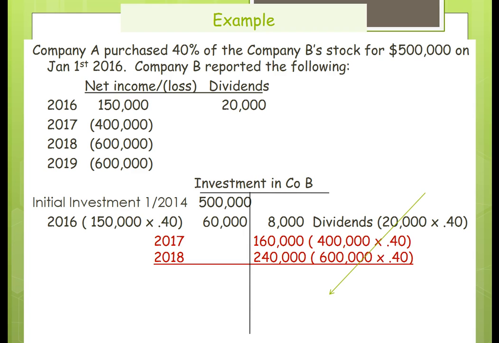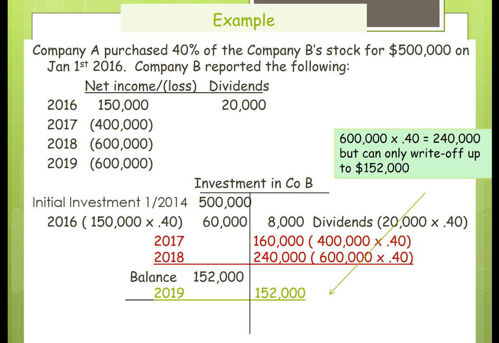And then we would proceed to record our share of the losses. We end up with a balance of 152. So when we have our $600,000 loss in 2019, we cannot record the whole $240,000 because it would bring the investment account to a negative amount. We can't do that. So all we can record is $152,000 of it, which brings our balance to zero. And the difference of this loss, you would keep track of, and if this investment ever turns around, you'd be able to take it against those losses.